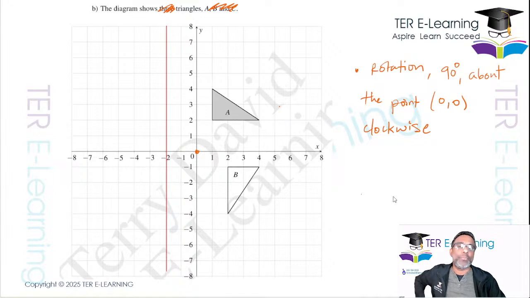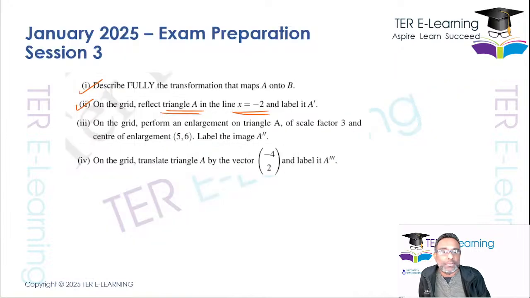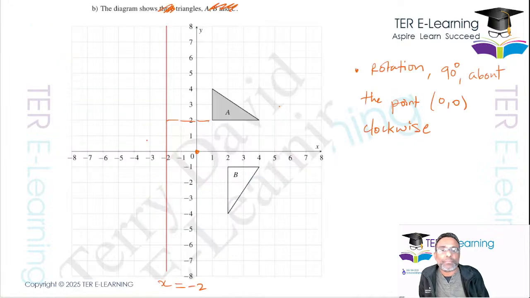And what I'm going to do is reflect that triangle A in that line. So we did something like this yesterday. This triangle here is actually 1, 2, 3 units in front of the mirror line. So this is your mirror line here, x is equal to minus 2. So what I'm going to do is go behind the mirror line 1, 2, 3 units behind the mirror line, and we're going to complete this triangle here. So it's going to look like this, right?